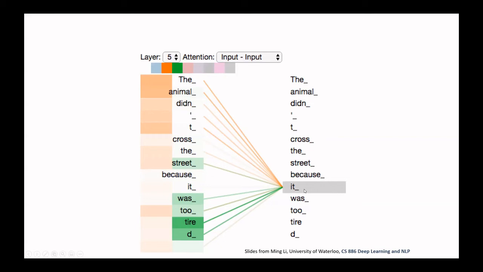So for this word "it", as you see, there's attention being paid: "animal" is referred to by "it". Then "tired", "was", and so on are related to that. As compared to "cross", there's not much attention being paid. And so this is for 2 heads.